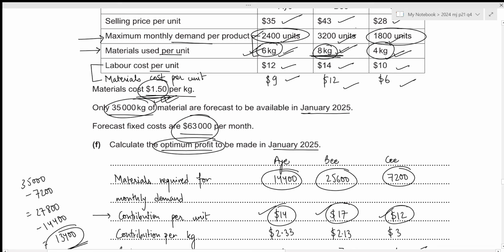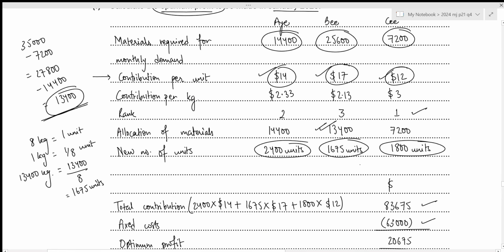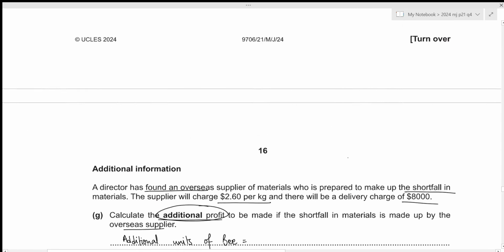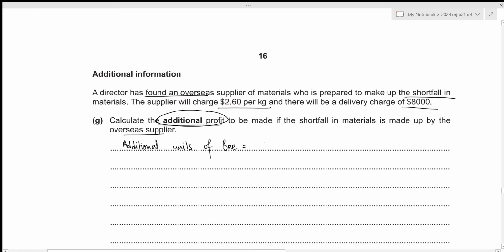Previously, we used to produce 3,200 units and due to the shortage, we only made 1,675 units. So in this case, the additional unit is just going to be 3,200 minus 1,675, which results in 1,525 units. Now let us calculate the new contribution per unit for these additional units.